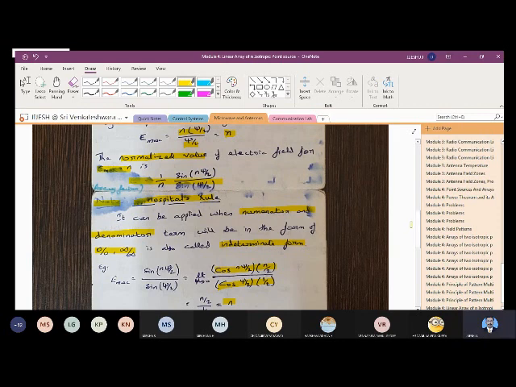So this is all about the first half of module 4, and the rest of the things, we are going to discuss the electric dipole and thin linear antenna.